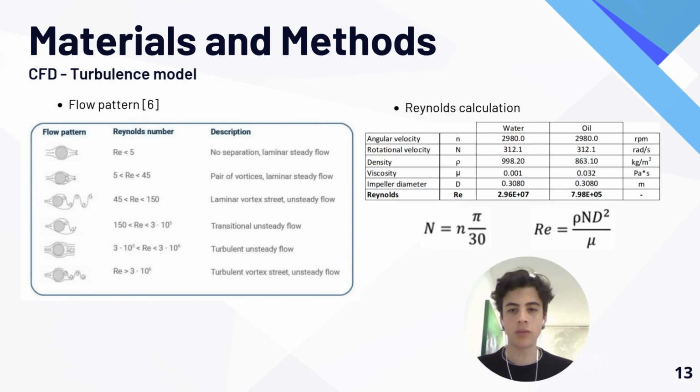The turbulence model was important because of the force that the impeller imposes over the system. For this, the turbulence model used indicates that a number greater than 10,000 for the Reynolds number was considered turbulent. It was calculated using the equation.